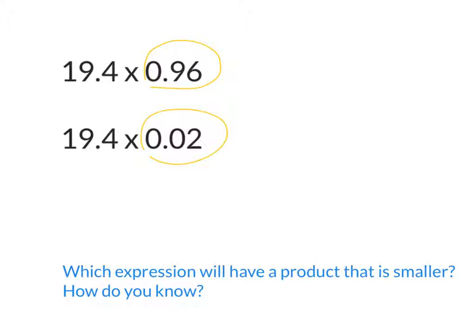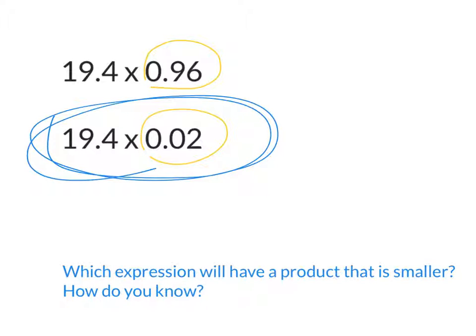The second expression, 19.4 times 0.02, will be a lot smaller because its scaling factor is a lot smaller than the other one, right? For 0.96, the scaling factor is pretty close to 1. So for the first expression, we can expect the answer to be pretty close to 19.4, just a little bit less, don't you think? Just slightly less. 0.02, is that a lot less than 1? In fact, it's really close to 0, right?